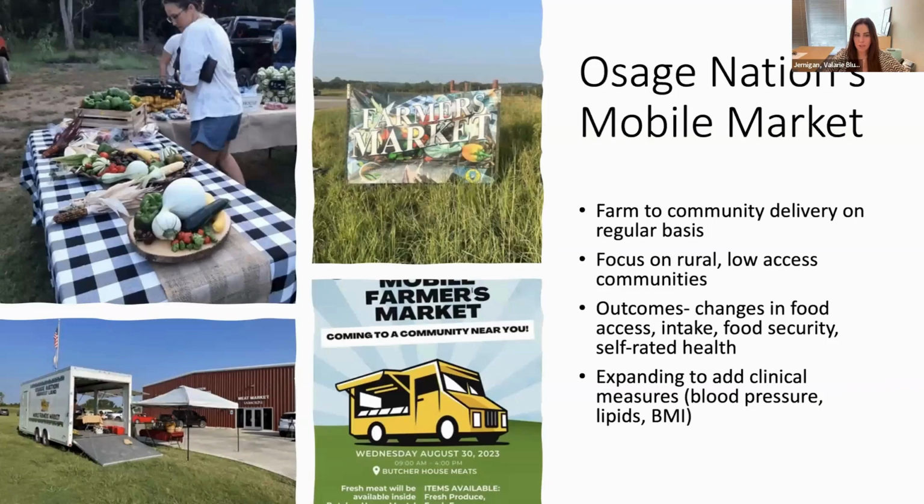The Osage Nation is implementing a mobile market. You can see it there in the bottom left-hand corner. And they have this large, extensive farm that they have built. And from that farm, they have produced a great number of fresh fruits and vegetables. And they are now sharing those in more remote regions of the reservation where people aren't really able to get out and travel to Pawhuska, which is where the farm is located.